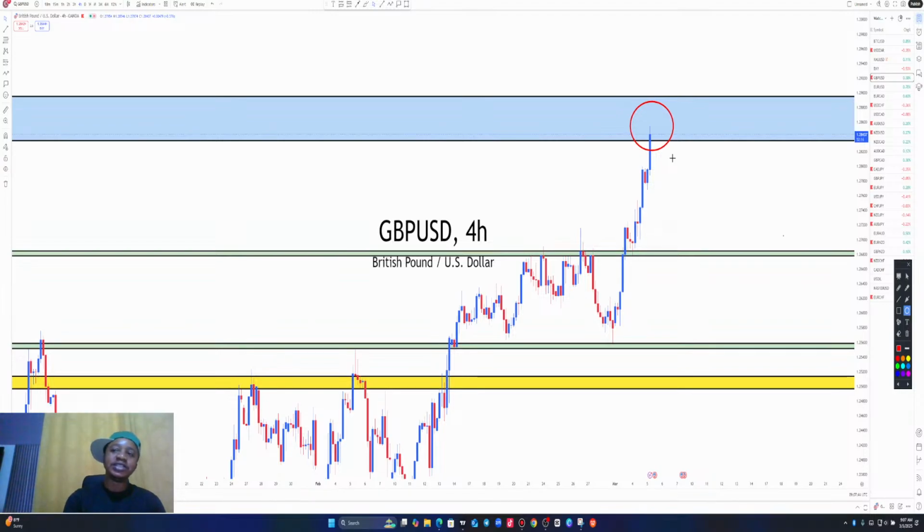So GBP/USD, all that we need to do now is wait for a correct structure and setup around the monthly resistance before we can sell all the way down. All right, so that's it with GBP/USD. Let's go to the next pair.